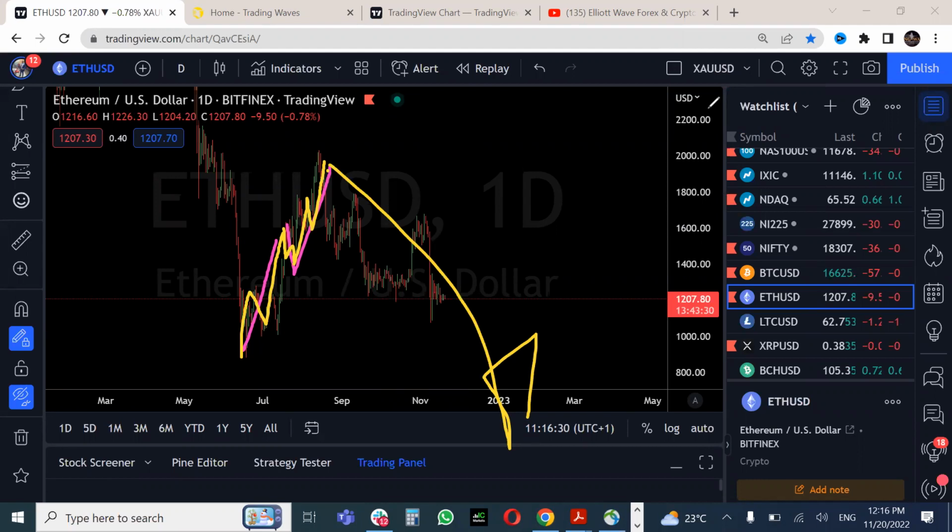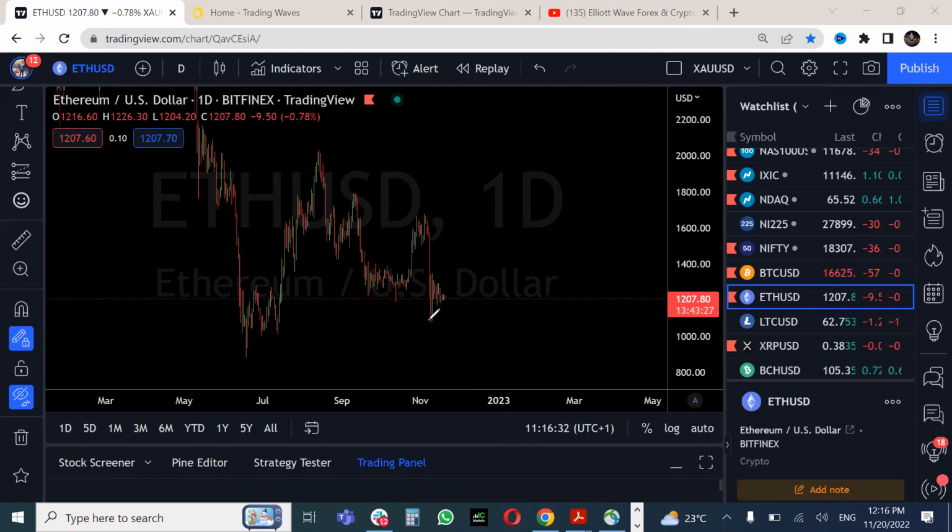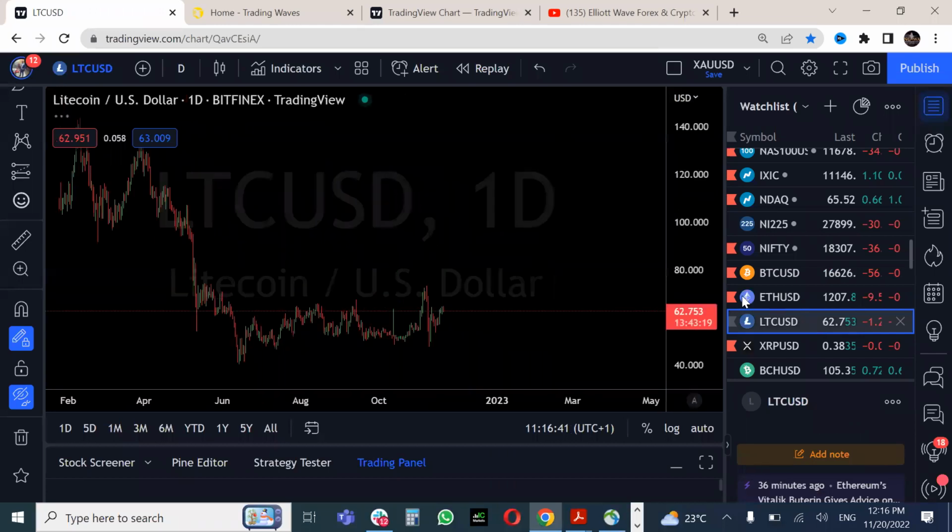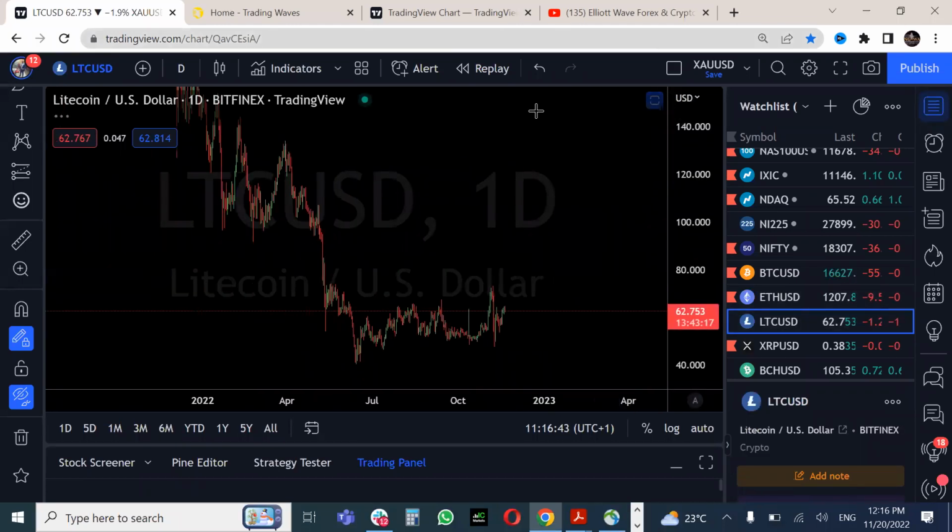But we'll wait for confirmation. For now, whatever you see here, you're going to keep getting something like this, and you're going to keep getting moves to the downside. Let's see how those play out. Litecoin as well. We wanted to see Litecoin push to the upside with this move, 1, 2, 3, back around this level before the drop, but this can just drop from current levels.